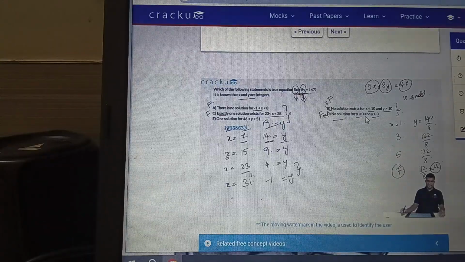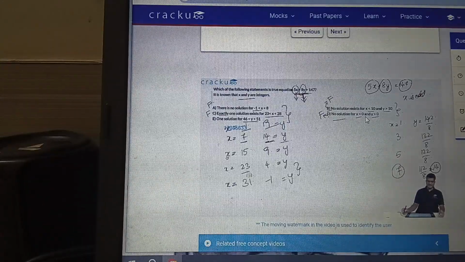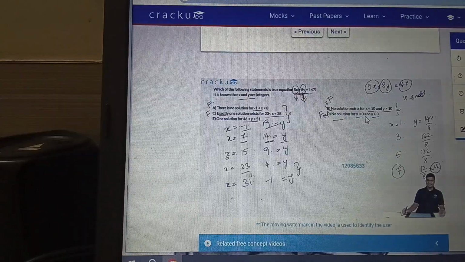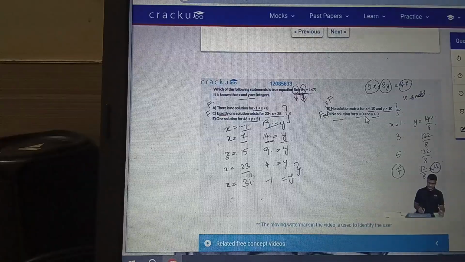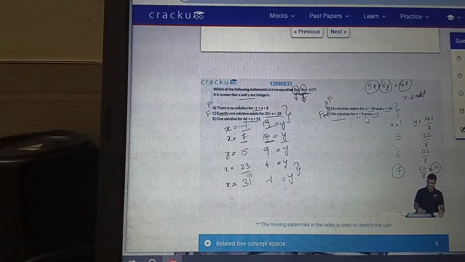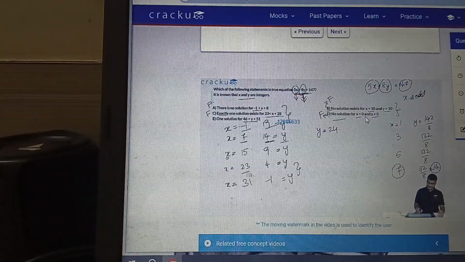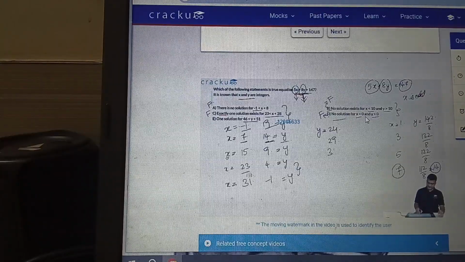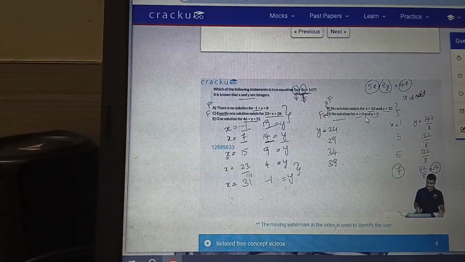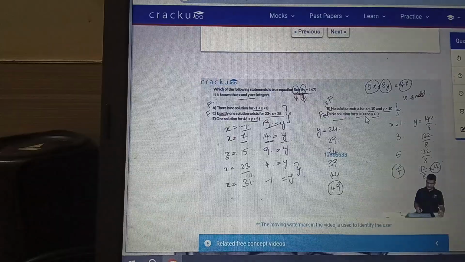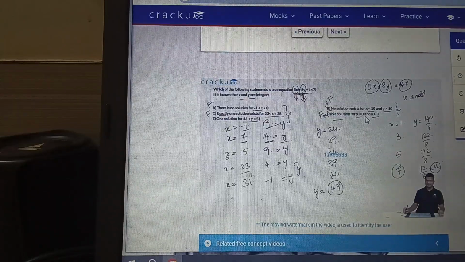This leaves us with only the last option, which says that only one solution exists when y lies between 46 and 51. That is, it strictly lies between 46 and 51. So we'll continue to increase the value of y. We know that y is equal to 19 is a solution. Then y is equal to 24 will be a solution, 29 will be a solution, 34 will be a solution, 39 will be a solution, 44 will be a solution, and 49 will also be a solution. So y is equal to 49 is a valid solution.